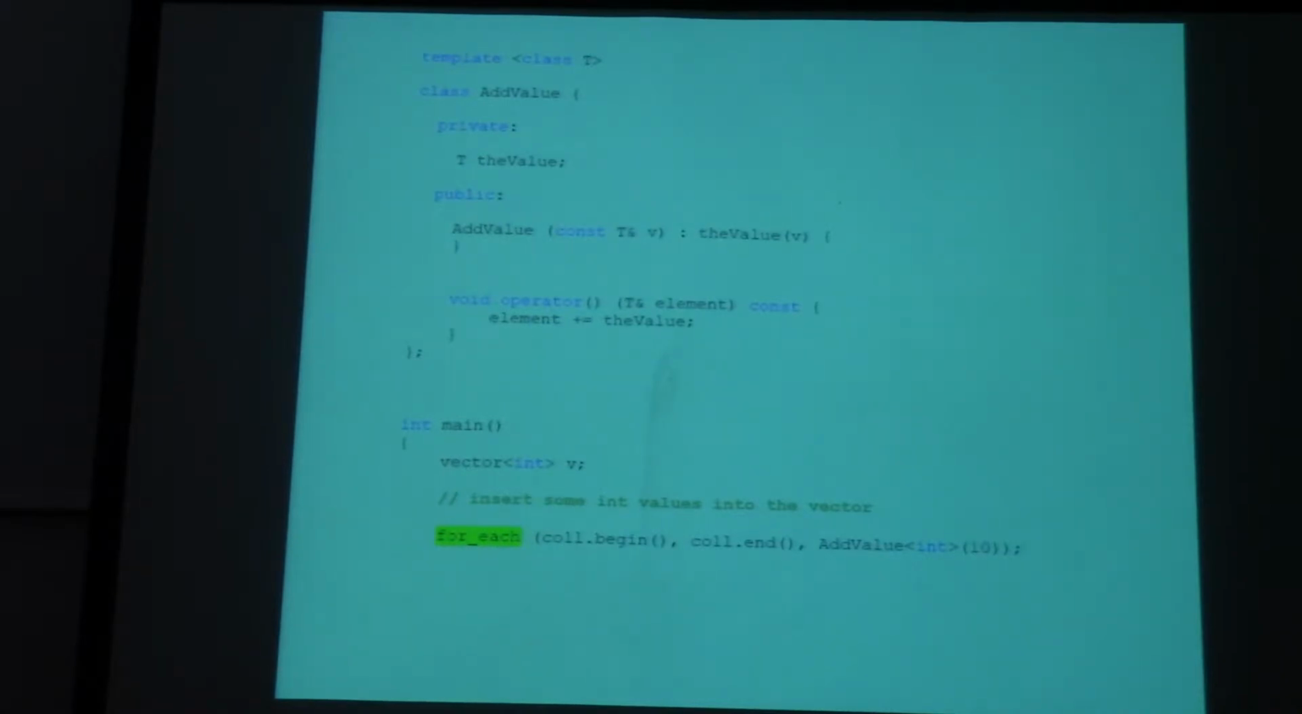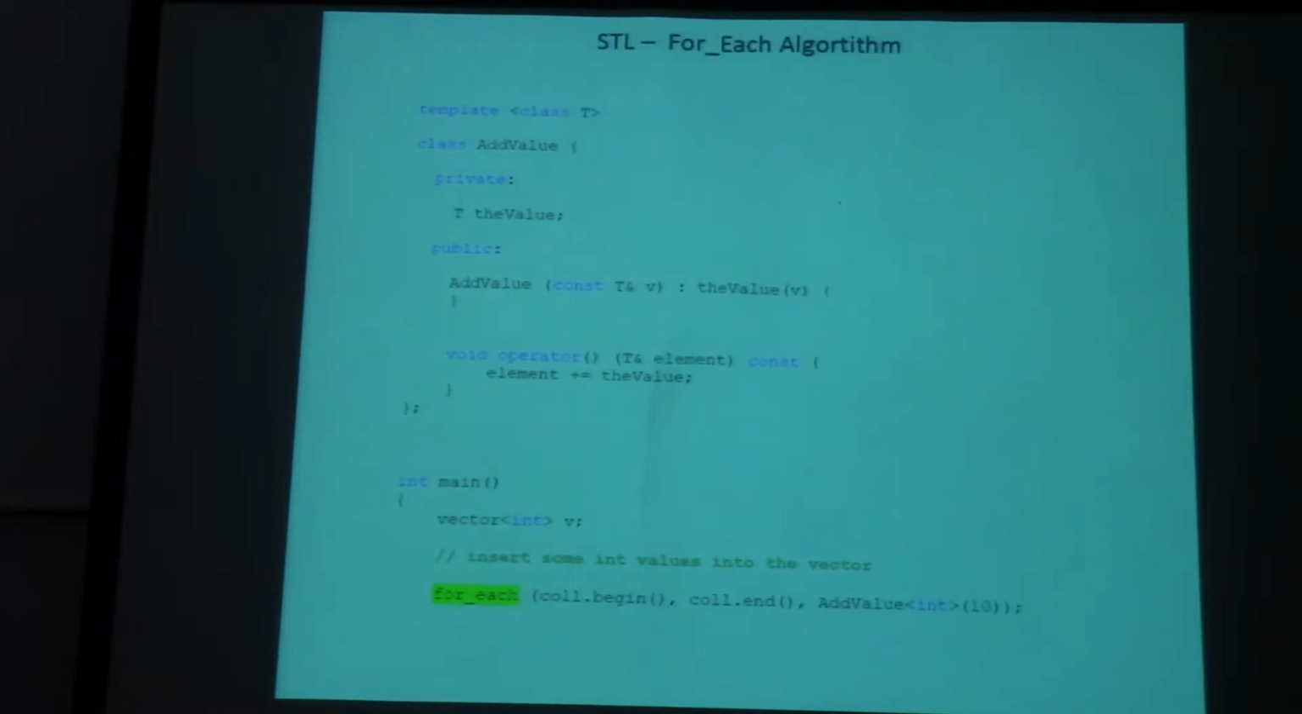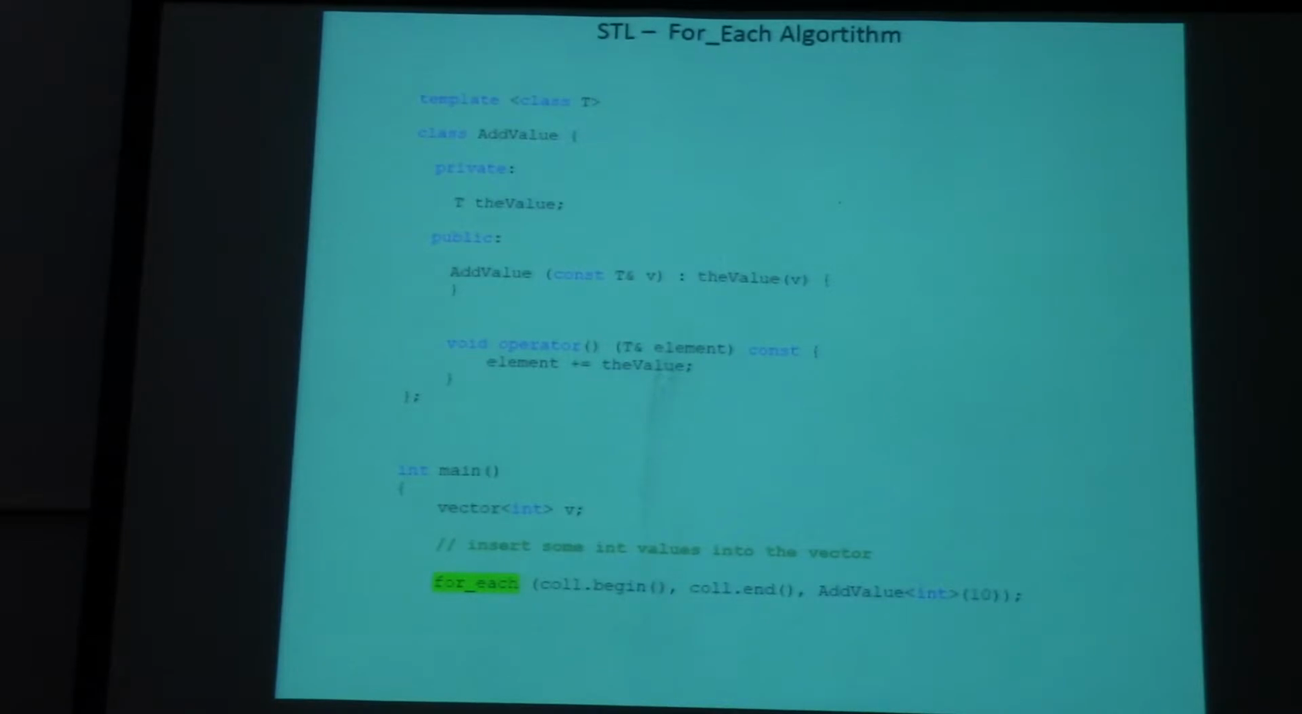So the first thing I do is I say vector int v. So I'm going to create a vector of ints, and I'm going to insert some int values into the vector. I'm not showing that. And then what I'm going to do is I'm going to say for each. So this is the algorithm coming from, I don't have it here, but from algorithm, pound include, for each.